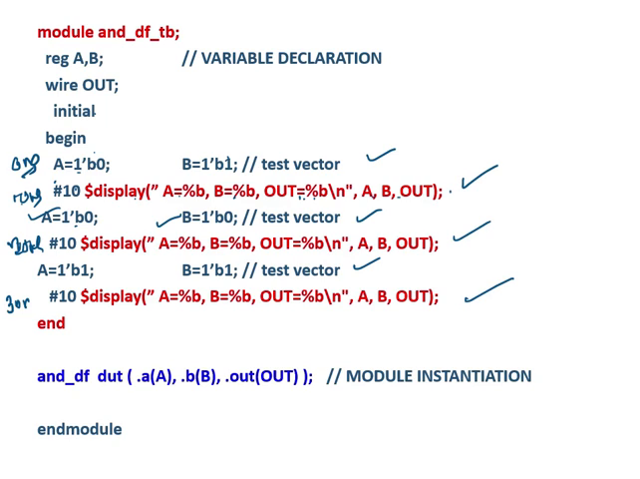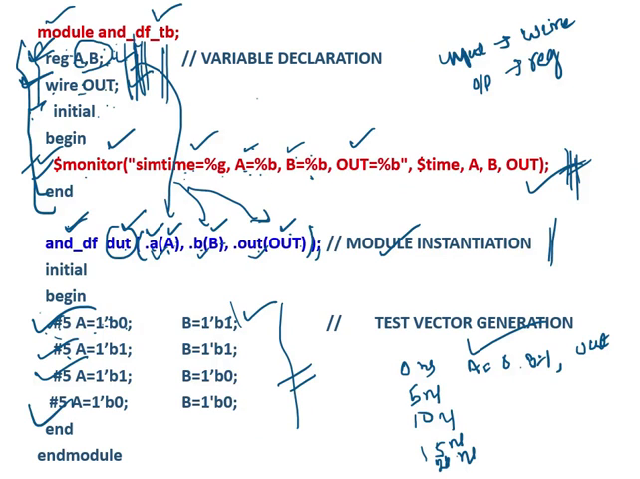But in this case, whenever there are any changes, so these are the test vectors. If there is any change in a and b, this one will be evaluated. This is the difference between monitor and display. Display is associated with the time, and monitor continuously monitors the sensitivity list, whatever is written inside the monitor parentheses. Whenever there is a change in this sensitivity list, it will be updated and it will give you the updated result.